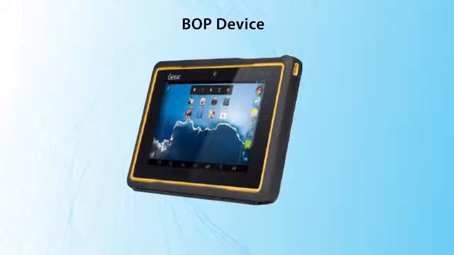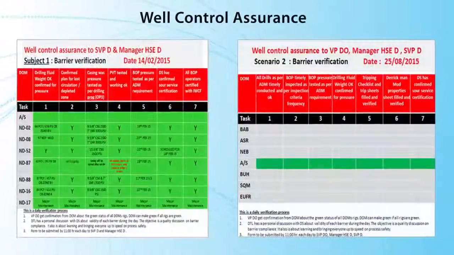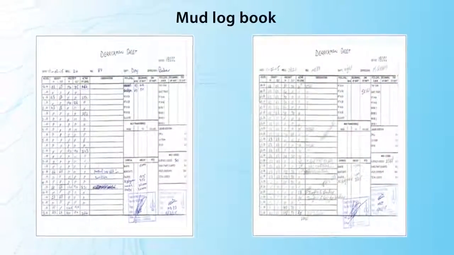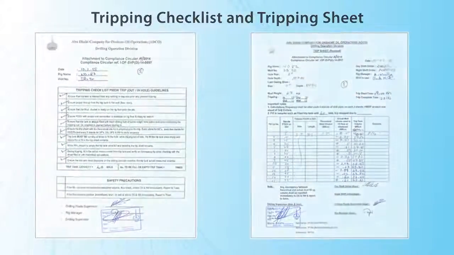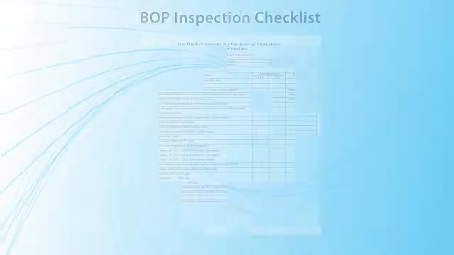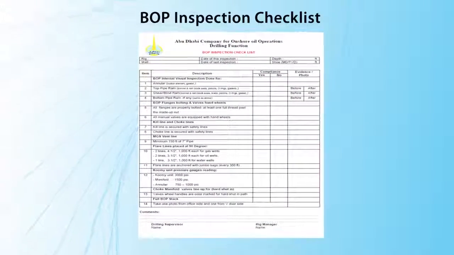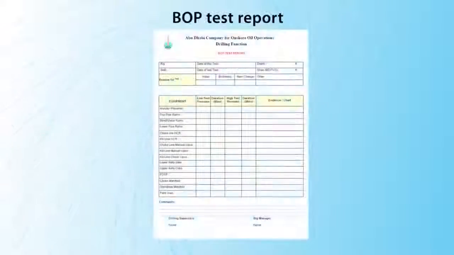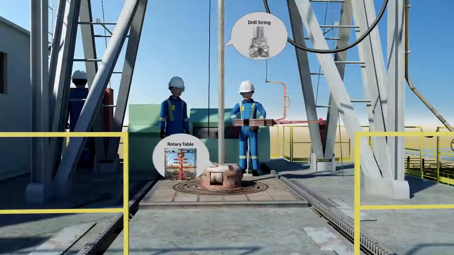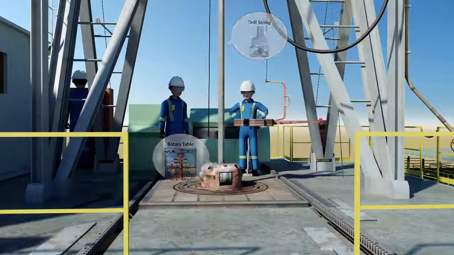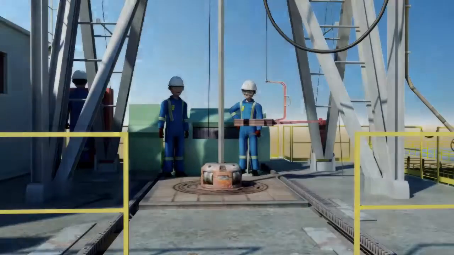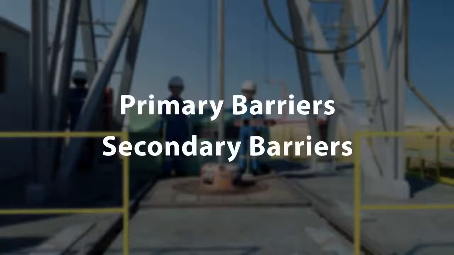This includes measures, practices, procedures, and equipment, workover and completion, as well as the installation, repair, maintenance and operation of surface well control equipment. It also consists of well control barriers, which are divided into two groups: primary and secondary barriers.